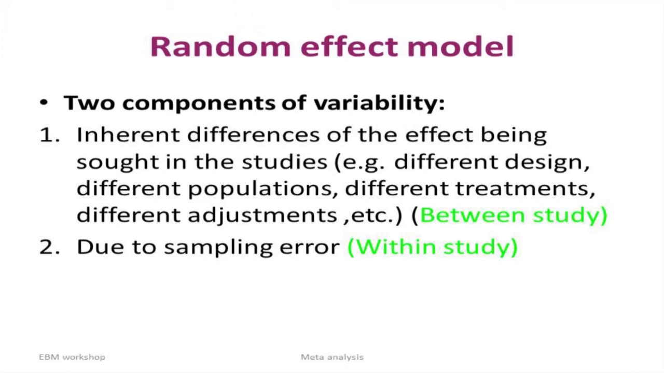No. Because you have two components of variability in studies. You have the inherent differences of the effect that you can have in the studies because of different design, different populations, different treatments, different adjustments, etc. And that is what will create your variability that is between the studies. They are slightly different, so you'll have variability. But then you also have the variability that you always have within a study. And that's due to sampling error, or there is always a biological variability. It's not always sampling error, but that's within the study.